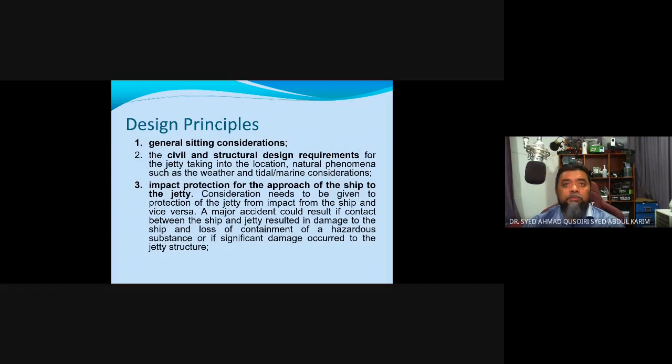So design principles of jetties. Okay, so it has a general siting consideration, follows the civil and structural design requirements, impact protection for the approach of the ship to the jetty. This is when the ship comes close to the jetty. Okay, so the jetty must be able to absorb some of these impact forces.